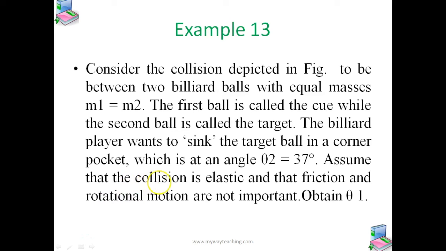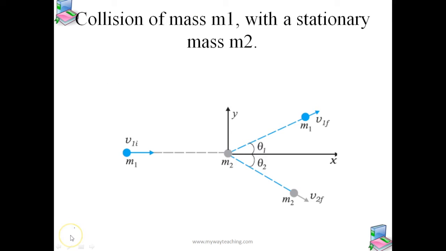Now let us consider a simple problem. Consider the collision which is depicted in this figure to be between two billiard balls with masses m1 equal to m2. The first ball is called the cue while the second is called the target. The billiard player wants to sink the target ball in a corner pocket which is at an angle theta 2 equal to 37 degree. Assume that the collision is elastic and that friction and rotational motions are not important. Here you should find out the value of theta 1. That is the question.